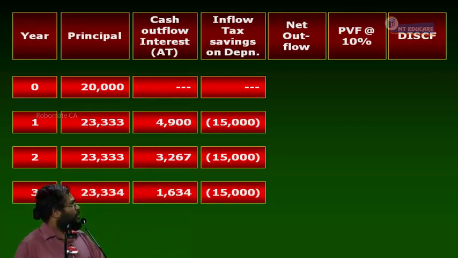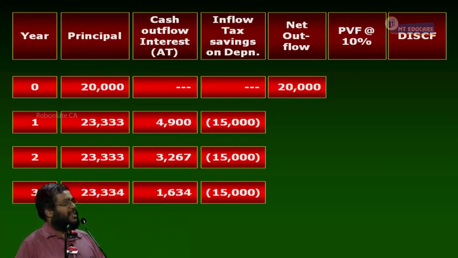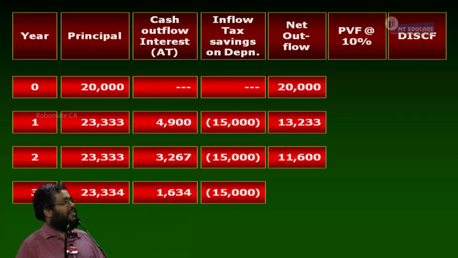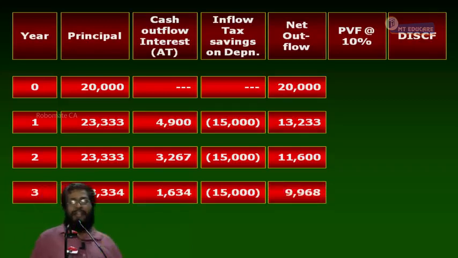What is the net outflow? Year 0 is 20,000. Year 1, 23,333 plus 4,900 minus 15,000. Tell me what is the number here? It is 13,233. Year 1 is 13,233. Year 2, 23,333 plus 3,267 minus 15,000 gives you 11,600. Year 3, it is 23,334 minus 163, plus 1,634 minus 15,000. I want a number. 9,968.